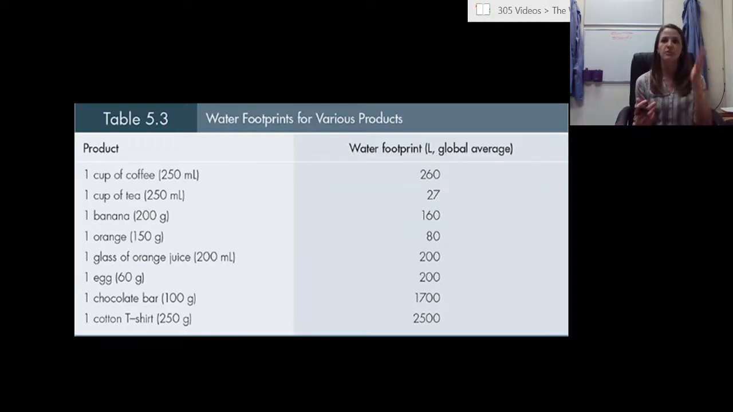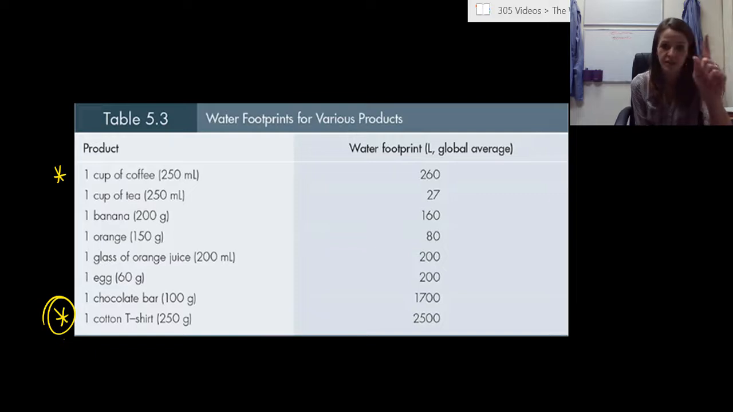And so just to kind of compare a couple things, if you look all the way here on our left side, for 1 cup of coffee, we see that it takes about 260 liters of water for 1 cup of coffee. I mean, that's crazy, right? Cup of tea, not nearly as much, only 27 liters, right, for a cup of tea. How about a glass of orange juice down here? We see that that takes about 200 liters of water to get 1 glass of orange juice. And then if you come all the way down here at the very, very bottom, this is always the one where my students just freak out when they see it.